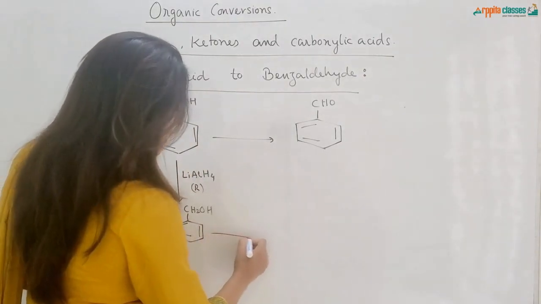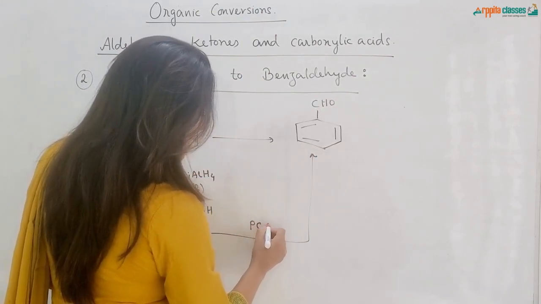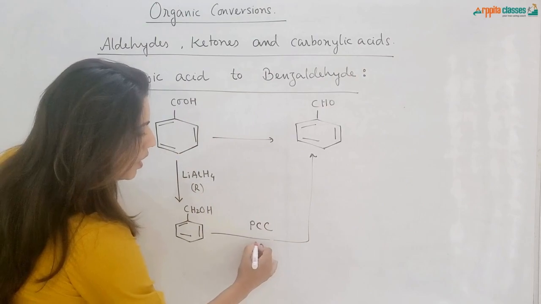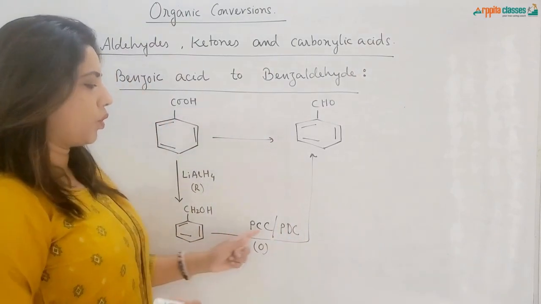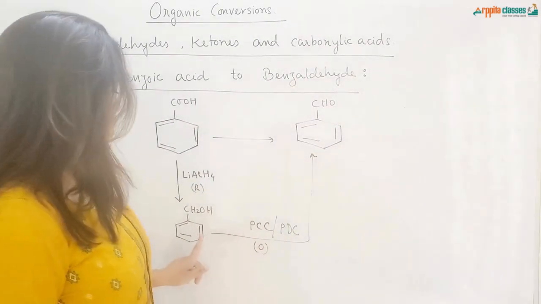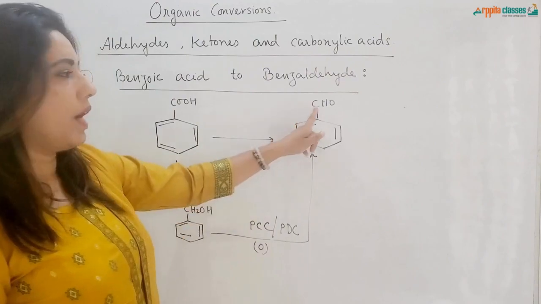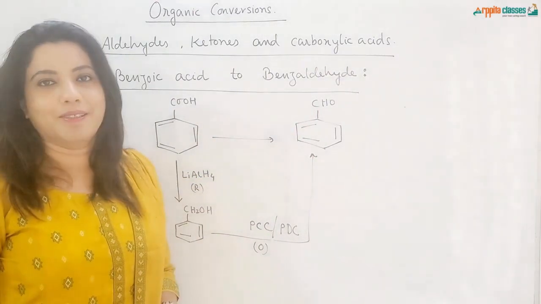Now if I oxidize this with a mild oxidizing agent, that is PCC, or maybe I can use PDC, pyridinium chlorochromate or pyridinium dichromate. This is a mild oxidizing agent which oxidizes the primary alcohol to aldehyde. So from benzyl alcohol we get benzaldehyde.